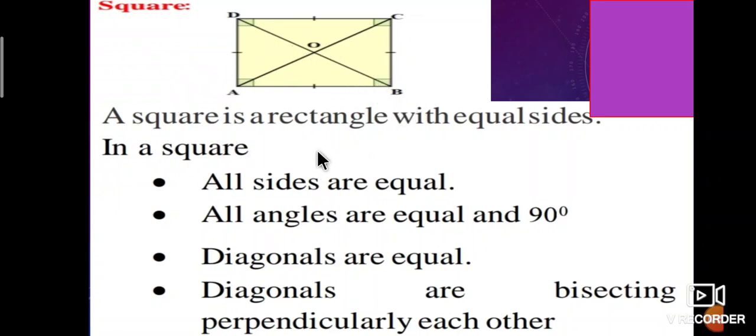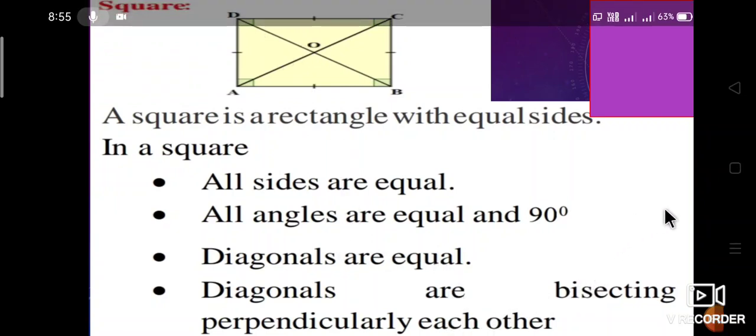Okay, it is understood. What is a square? A square is a rectangle with equal sides. In a square, all sides are equal: AB equals BC, BC equals CD, CD equals DA. All angles are equal: angle A equals angle B, angle B equals angle C, angle C equals angle D, angle D equals angle A. All are 90 degrees, the diagonals are equal, AC equals BD, and the diagonals bisect each other perpendicularly.